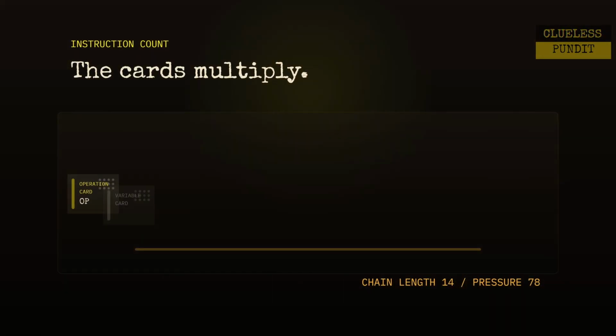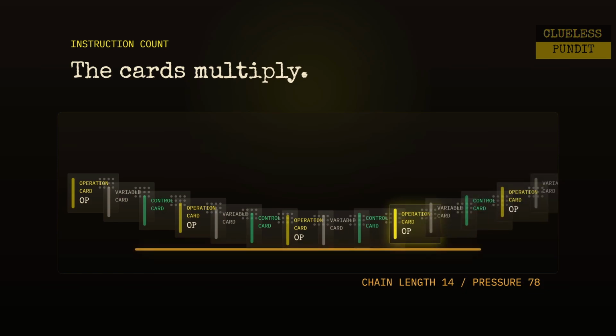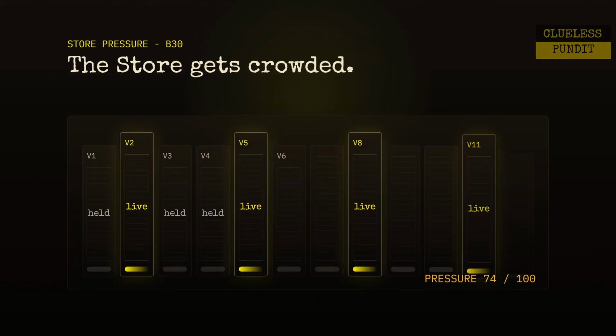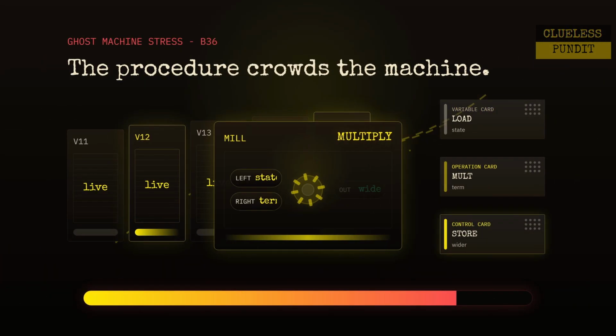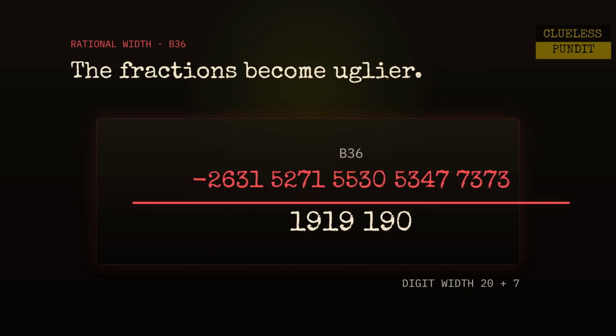Once the repaired simulation worked for Ada's example, I wanted to see what happened when the problem grew. This is where the experiment became more interesting, because the difficulty was not just finding the final number. It was everything the machine had to keep alive on the way there. The store gets busier, the mill does more work, the instruction count grows, the fractions become uglier. The numerator and the denominator start swelling like they've found government funding.